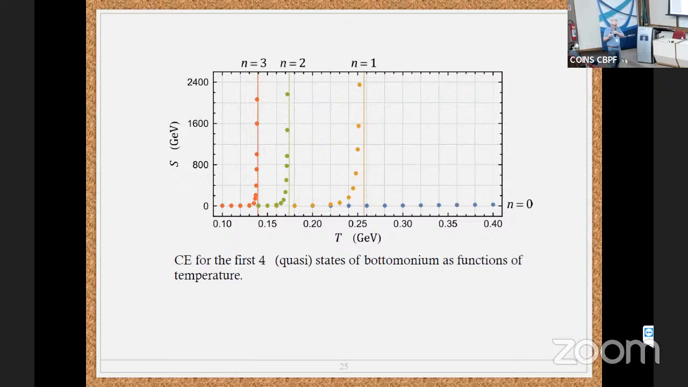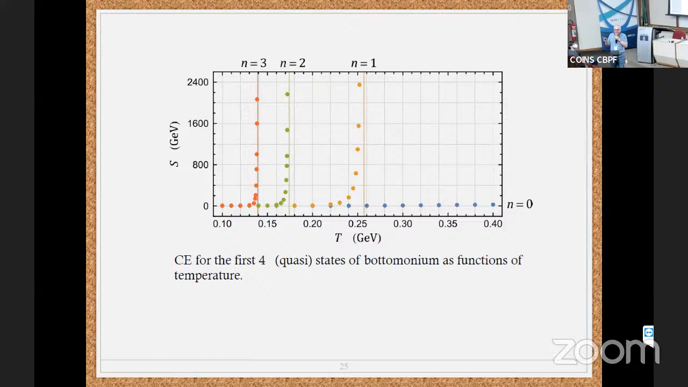Looking at this plot, this is the first excited state of bottomonium. This is the configuration entropy and this is the temperature. When you go asymptotically to a certain value of the temperature, the entropy increases, and for higher values, the configuration entropy is not defined. It is not defined because there is no particle. If the configuration entropy measures instability, disappearing is an infinite instability, let's say.